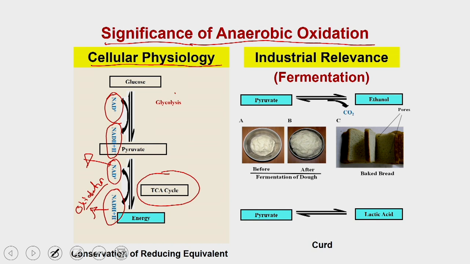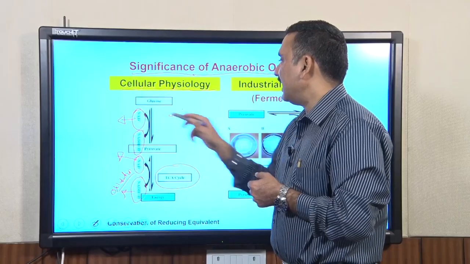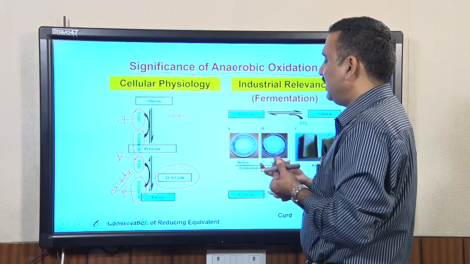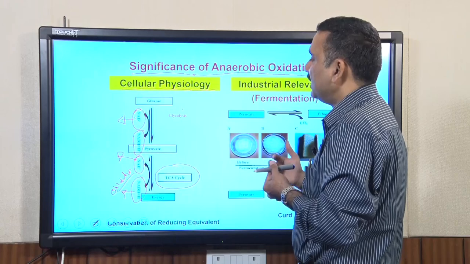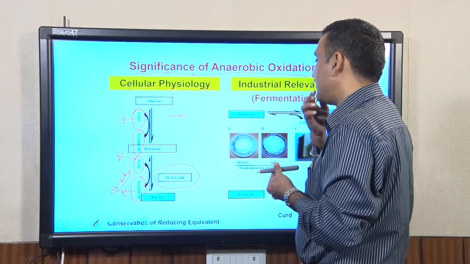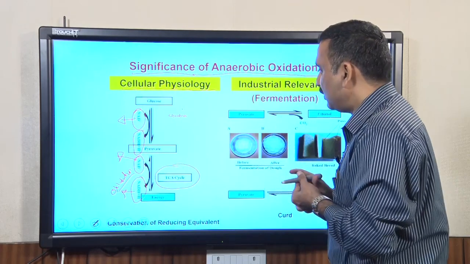and if that happens, the cell cannot produce energy, and the cell cannot run many of the metabolic reactions where NAD plus is required. So, to avoid these circumstances, because you definitely need a pool of NAD plus so that you can run the metabolic reactions which are important for the cell apart from producing energy.